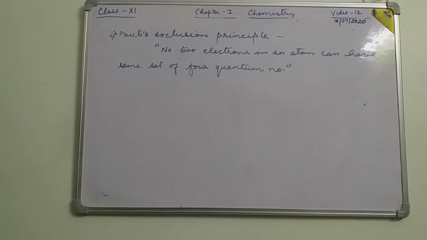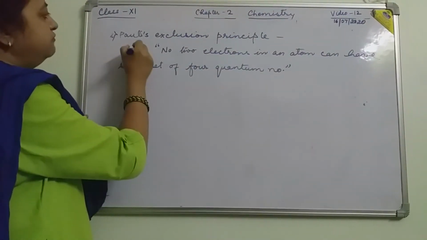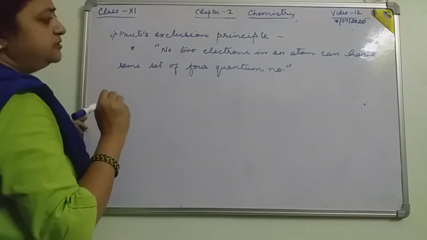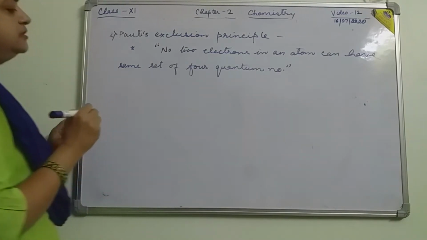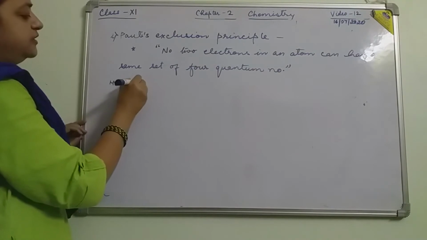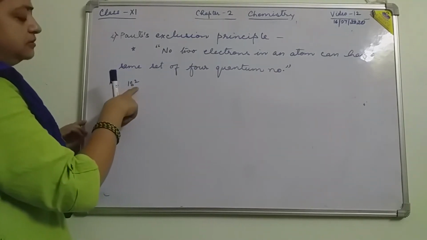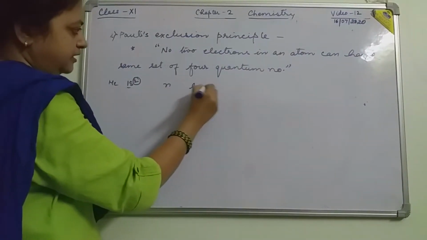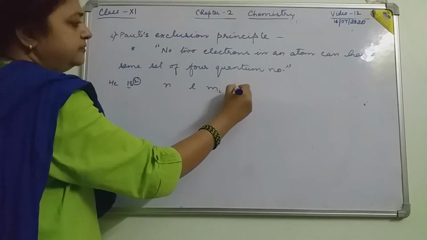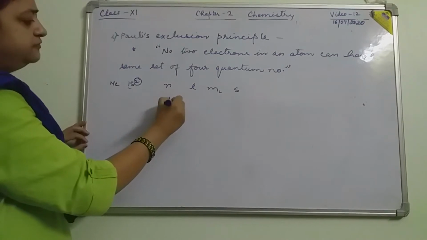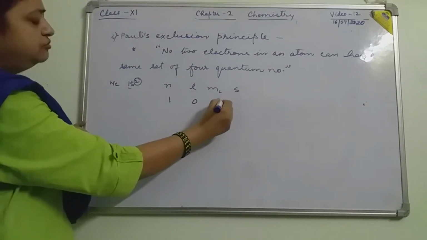And orbitals cannot have more than 2 electrons. This is also included in this principle. The first thing is given as no 2 electrons in an atom can have the same set of 4 quantum numbers. If we consider helium, its configuration is 1s2, and for these two electrons, the set of n, l, m and s, for this n is 1, l is 0, m is also 0.